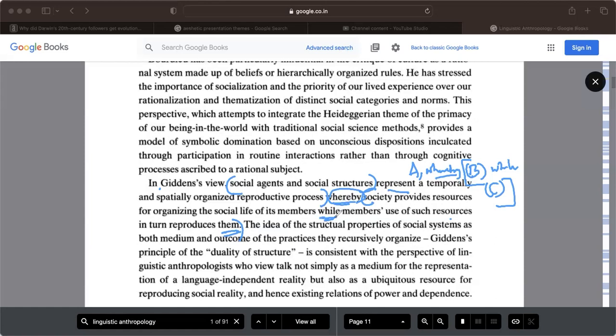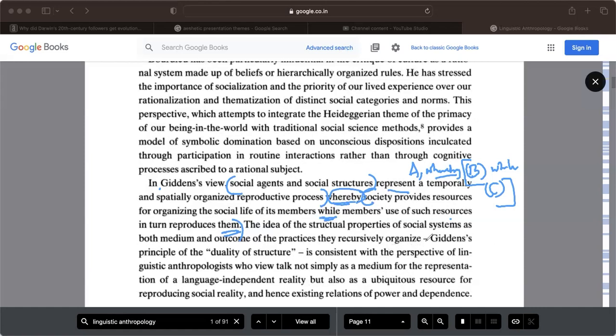Okay, and then if you notice, the same idea is repeated again. The idea of the structural properties of social systems as both medium and outcome of the practices they recursively organize is consistent with the perspective of linguistic anthropologists, who view talk not simply as a medium for the representation of a language independent reality, but also as a ubiquitous resource for reproducing social reality and hence existing relations of power and dependence. Now, really good readers would actually read it only once, okay? Because a lot of it is just repetition.